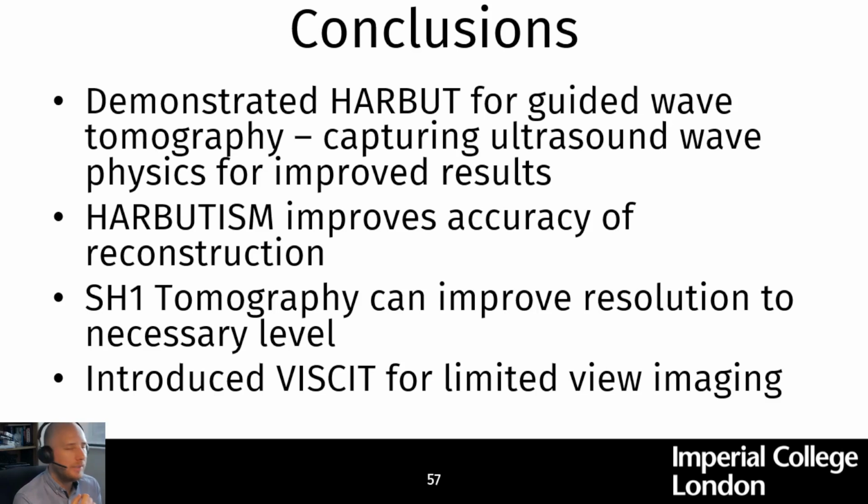So this is the oil industry. They want to be able to detect a defect at, I think, 3 times wall thickness. So 3T is the example thickness, and we need to get at least that in terms of resolution. Switching to the SH1 mode, which has shorter wavelengths, was one very clear way of doing that. And finally, we've introduced the VISCIT method for doing limited view imaging as well.